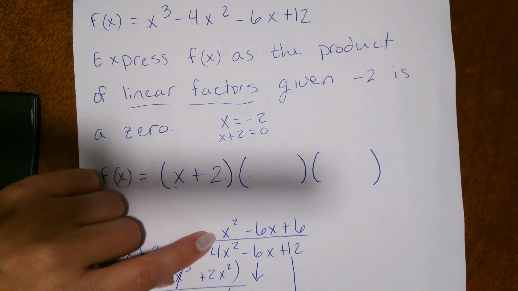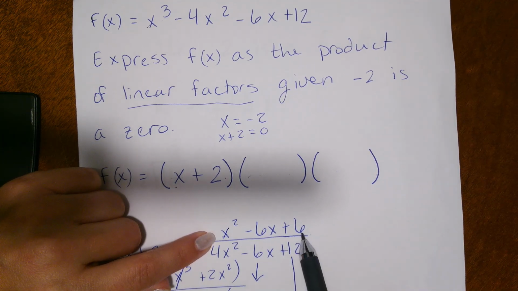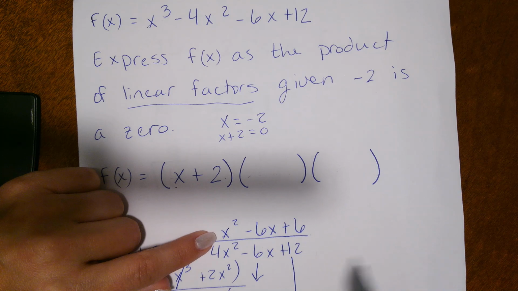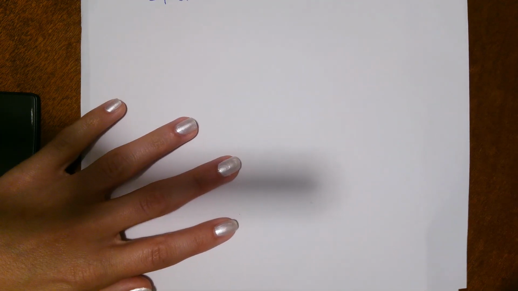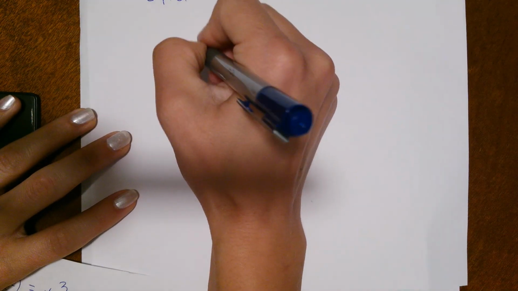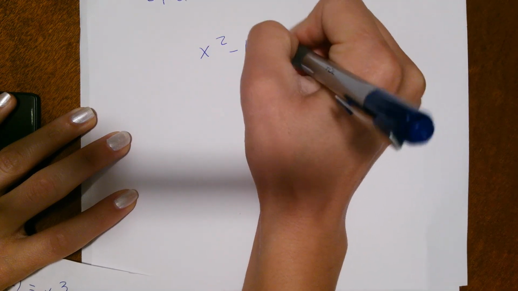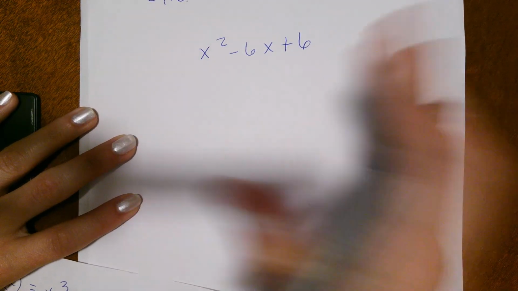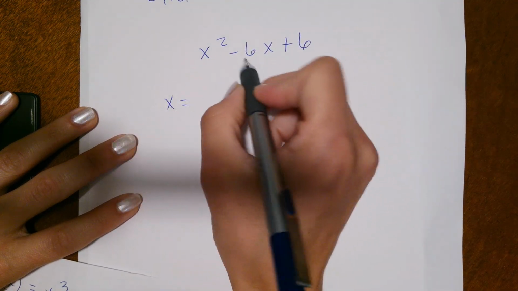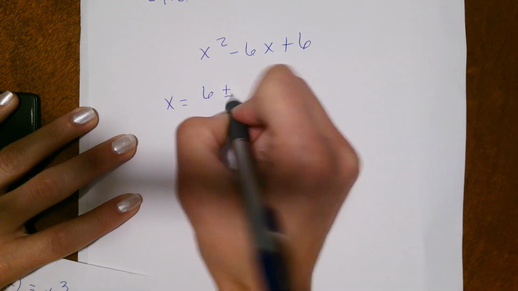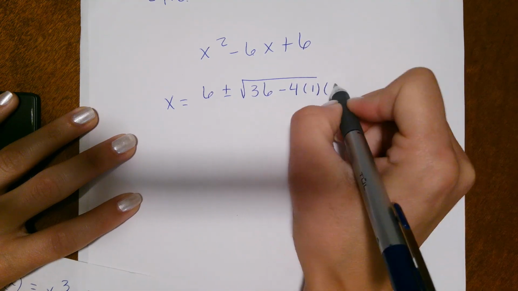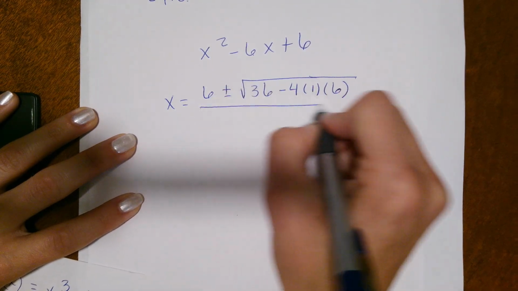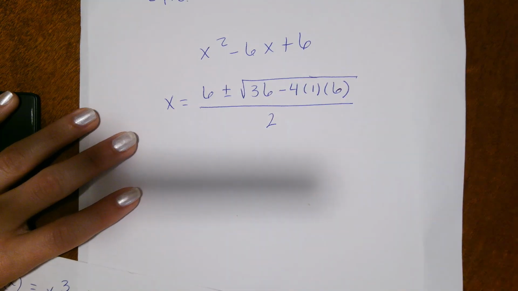So looking at this quadratic, is it factorable? The factors of 6 are 1, 6, 2, and 3. None of those will combine together to give me -6. So it's not factorable, but I can just go ahead and do the quadratic formula. So let's skip over real quick and do the quadratic formula. I have x squared minus 6x plus 6. And I want to perform the quadratic formula. So I get x equals negative b, so I have 6 plus or minus the square root of b squared minus 4 times a times c, all over 2 times a, which gives me 2.